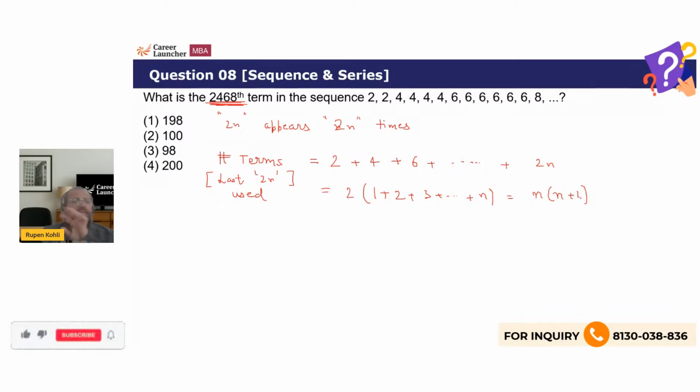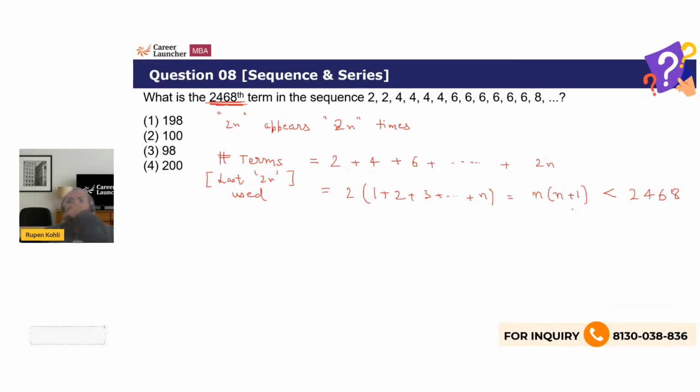So I'm looking for the largest n such that n into n plus 1 is less than or equal to 2468. n into n plus 1 needs to be very close to 2468, right?